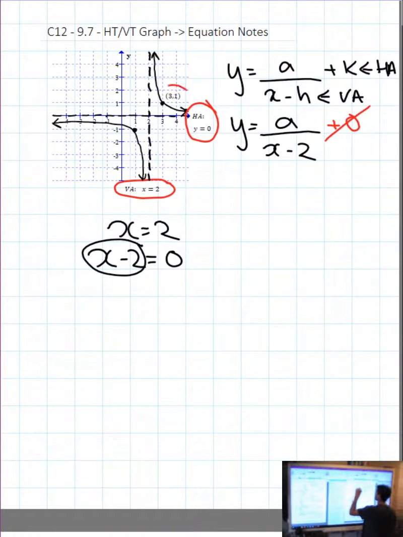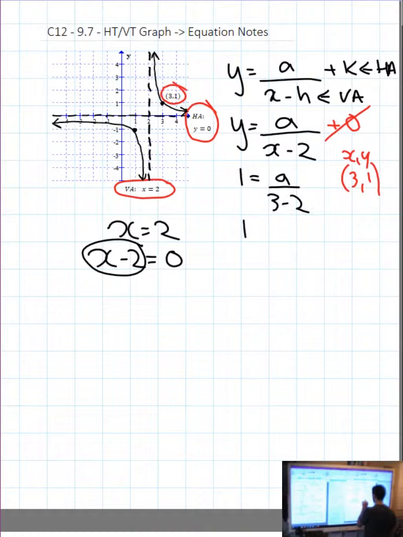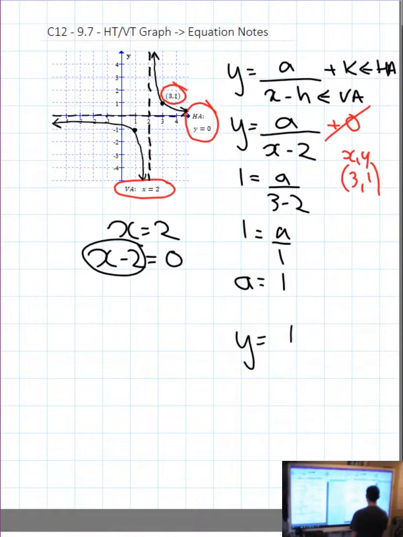So now we have the point 3, 1 for x and y, and we're simply going to put those points in for x and y. So y is 1, x is 3, and we get a over 1. If we times both sides by 1, we get a equals 1, and then we can rewrite it. Y equals 1 over x minus 2.